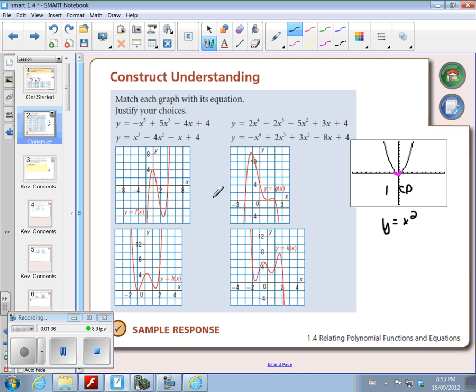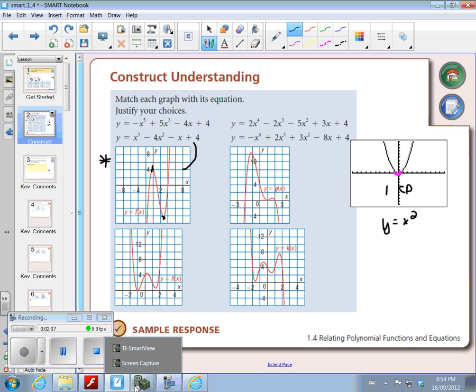Let's look at the cubic function over here. This graph is a cubic function. A couple of characteristics. If it's a cubic function, it must have 1, 2 critical points. Notice the number of critical points is 1 less than the exponent. Okay, so this f of x function matches with that equation.